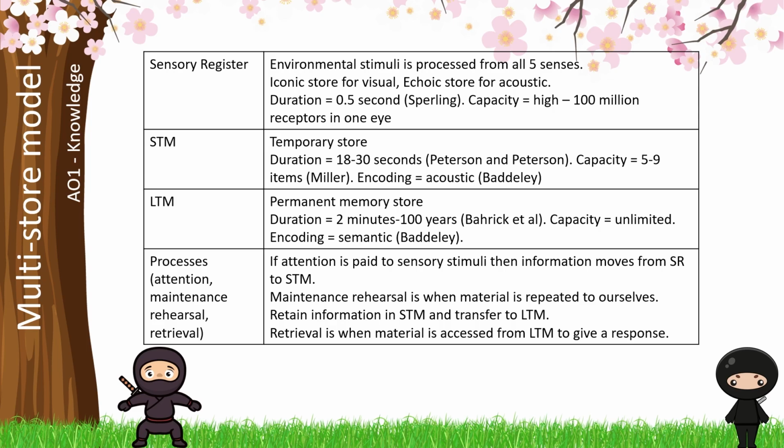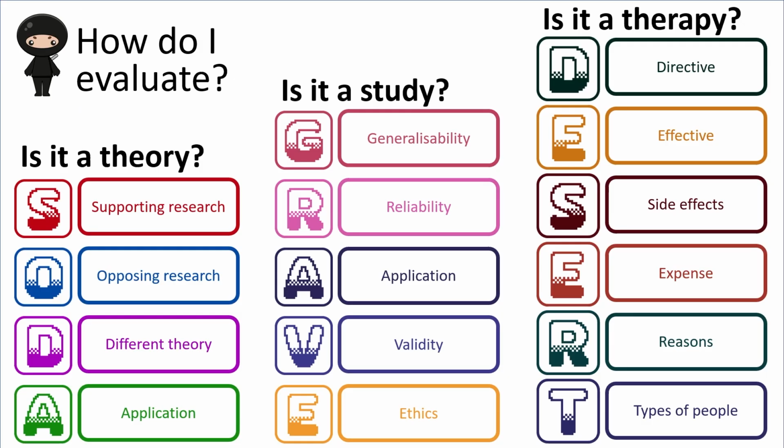The best way to do that is to talk about the duration, capacity and encoding of each of those separate stores, making sure that you're talking about at least 2 ideas per storage component. It's also really important that you talk about the processes between them, giving examples of attention, maintenance rehearsal and retrieval in order to access full marks for your knowledge.